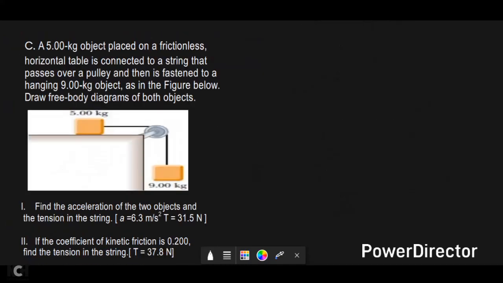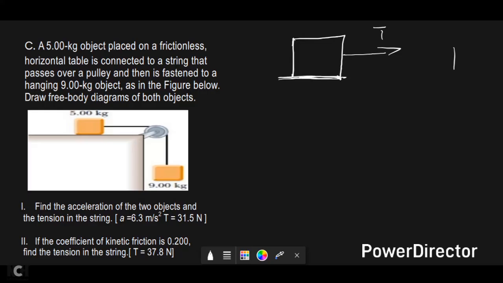Now let's go to the last question. It says a 5 kg object placed on a frictionless horizontal table is connected to a string that passes over a pulley and then is fastened to a hanging 9.00 kg object, as in the figure below. Draw the free body diagram of both objects. Here they're saying that there's no friction, so we have the force that is going like this, but it doesn't have any friction.